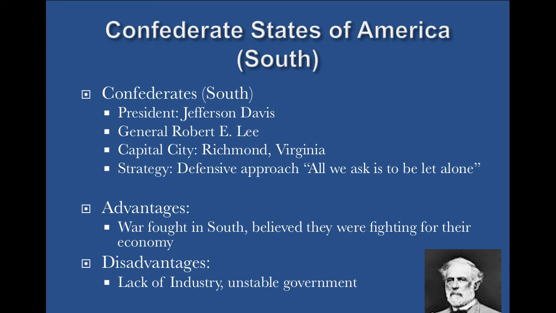The South, they were known as the Confederate States of America. That's the South. So whenever you hear the word Confederates, that's the South. They elected a president, Jefferson Davis, and their main general was Robert E. Lee. This is a picture of Robert E. Lee down here that's a little bit cut off, but you can see his face. The capital city of the Confederate States was Richmond, Virginia, and they pretty much took on a defensive strategy. Their strategy was just to defend their land. Because the Union was coming at them, they just wanted to defend and keep the Union troops out of their borders.